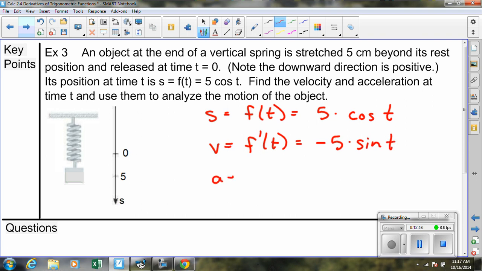Then we want the acceleration. Remember, acceleration is the second derivative. So we'd have to take the derivative of negative 5 sine t. The derivative of sine equals cosine, so we'd get negative 5 times cosine of t for our acceleration function.